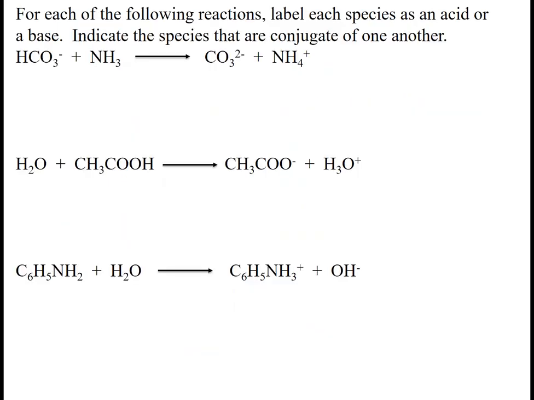In this reaction, they want you to label each species as an acid, a base, and then the conjugate acid and the conjugate base. What I need to identify here is anything that's not the hydrogen. So the CO3 and the CO3. In this case, I went from 1 H to 0 H's. So that means this is my acid and this is my base.